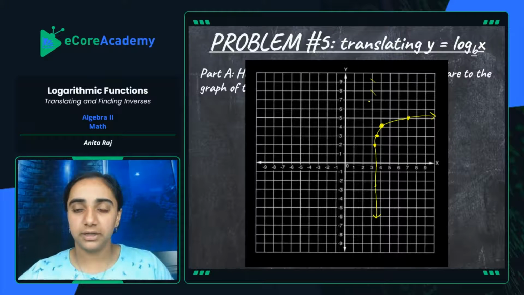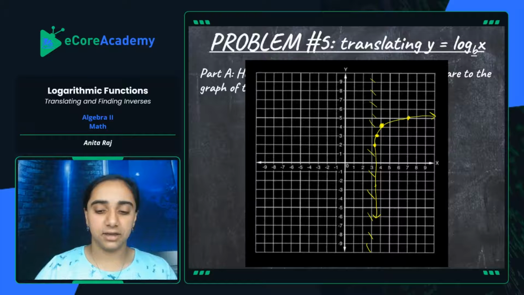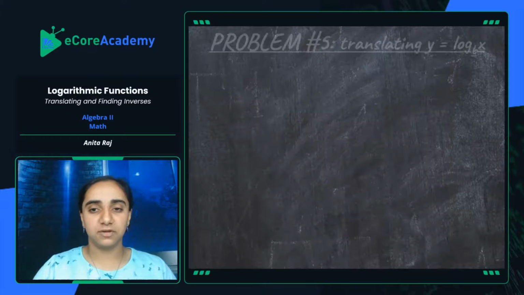And then our asymptote we can represent with a hashed line. As we said before, it is x equals 3. So this graph will never cross that line. And that's it for this problem. So let's move on to the next problem.